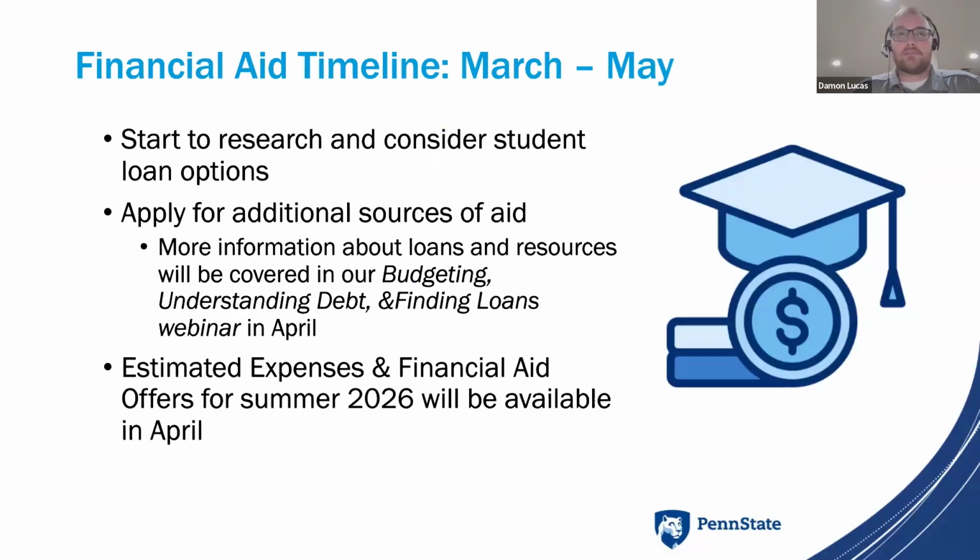So this is the next timeline for March through May. Definitely start to research and consider your student loan options out there. We cannot recommend a loan servicer. You can just go on Google and search private student loan lenders and you'll see a bunch of information out there. Again, we cannot personally recommend anyone for you. There's plenty of options out there.